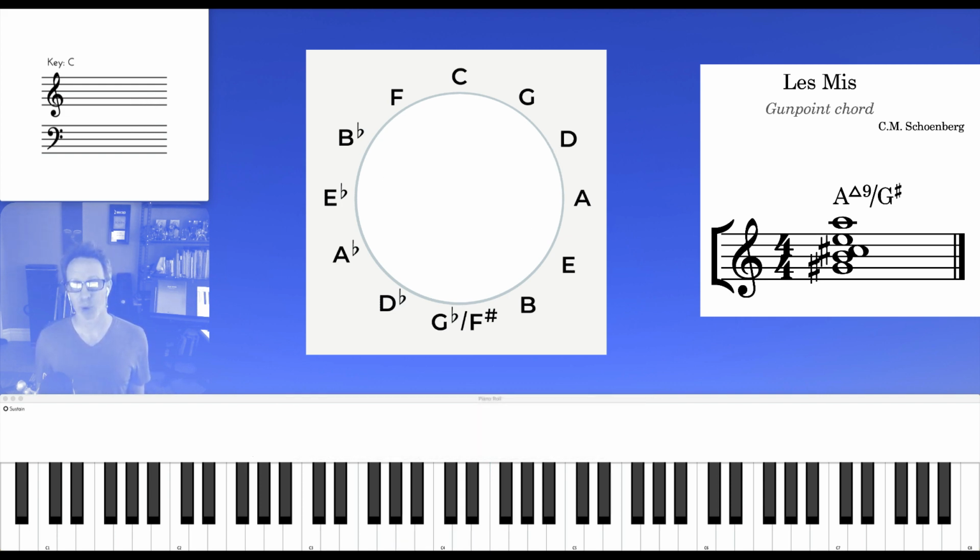So that's the gunpoint chord from Les Miserables. And remember, if you look down and practice for one more day, at the end of the day, you might become master of the house of this chord voicing. That's a pun. So thanks for watching, thanks for listening, and happy practicing.